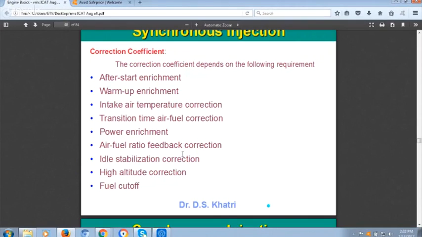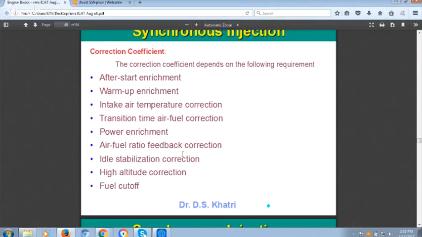Right? So this is power enrichment. Next is air fuel ratio feedback correction. Feedback correction, you might have heard about the oxygen sensor or lambda sensor. Suppose you want to maintain an air fuel ratio of 14.5 at a certain condition, but due to the dynamic flow rate, it is changing, varying. So I have a closed loop system. I am putting the oxygen sensor that is giving me the feedback to the ECU.